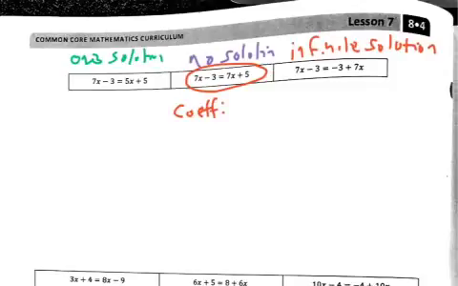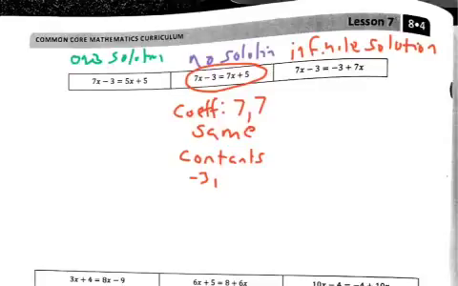So what are the coefficients? On the left side, it's 7. On the right side, it's also 7. So they are the same. Okay, well that's pretty interesting. That might be telling. Let's take a look at the constants. What are the constants? Well, on the left side, it's -3, and on the right side, it's a +5. Okay, so here are my constants here. So they're different in this case.